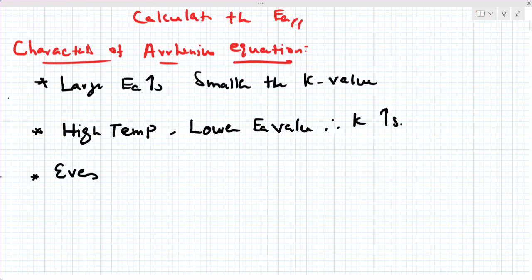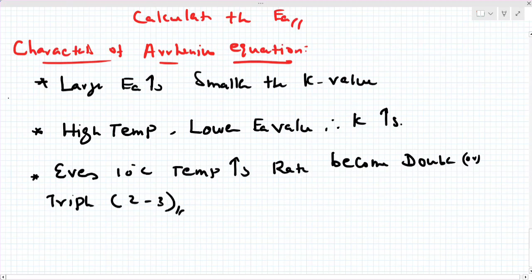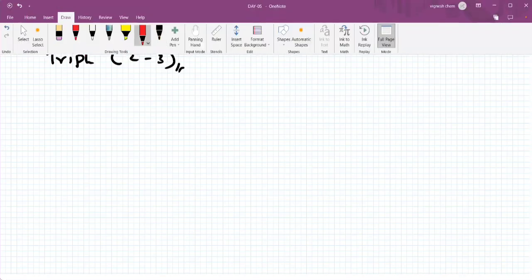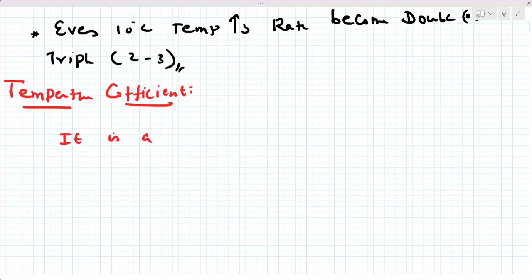Every 10 degrees Celsius increase in temperature, the rate becomes double or triple. Generally the value increases 2 to 3 times. That is called what? What is the concept name? Temperature coefficient, please note. It is a ratio of rate constants at two different temperatures.